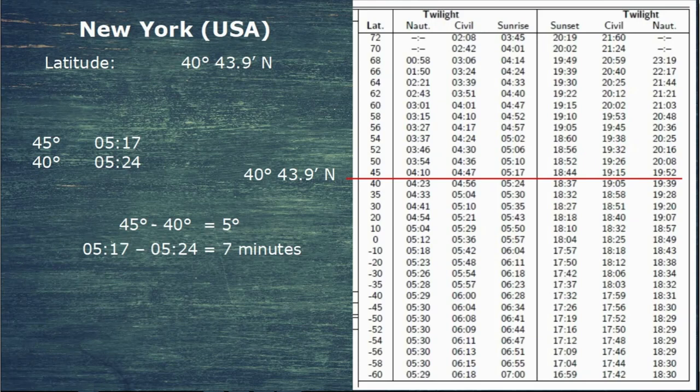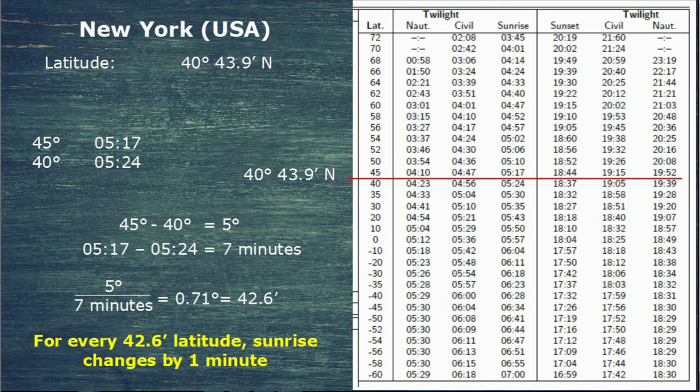Then we want the change in time. So from 5:17 to 5:24 is a 7-minute change in time. And all we can do is just divide those by each other to find out that we change 0.71 degrees, which is 42.6 minutes of latitude. That would be the change for every 1 minute difference in sunrise time.